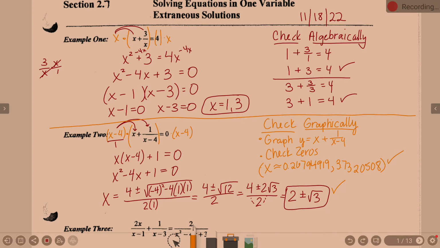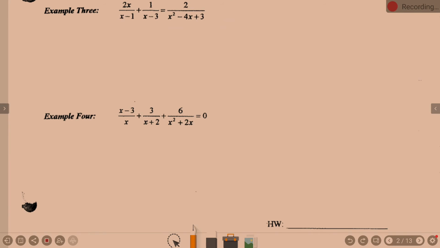Okay, ready for example 3? Working up the difficulty scale here, right? Thoughts as we look at example 3? I think I know how to do this. Sophie, did you do this on your grad? What do we see in the way of denominators here?